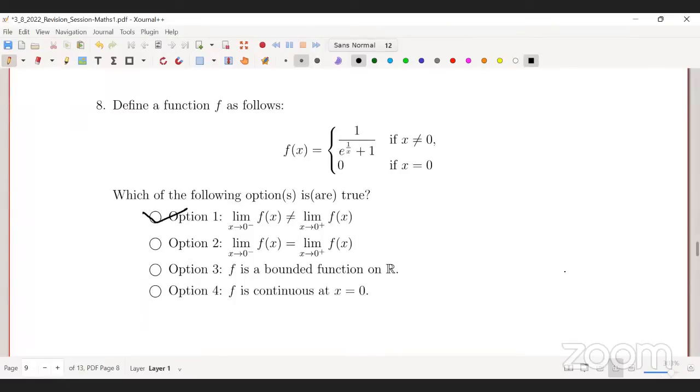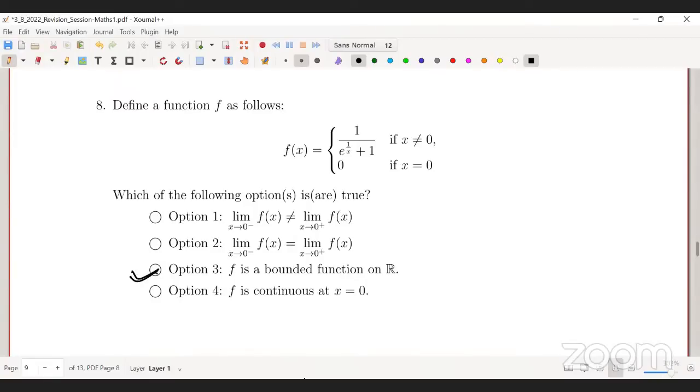Why is this not continuous? Left limit 1, right limit 0, sir. Correct. So the limit of this function at x equal to 0 doesn't exist. So that's why this function is not continuous at x equal to 0. Okay, you try this. And what about option 3?